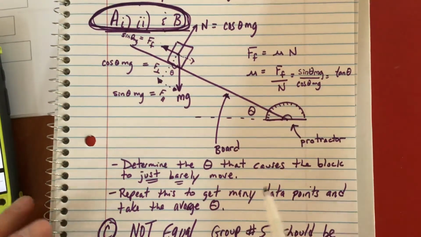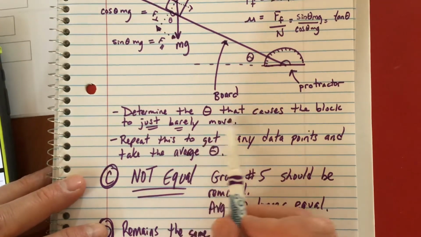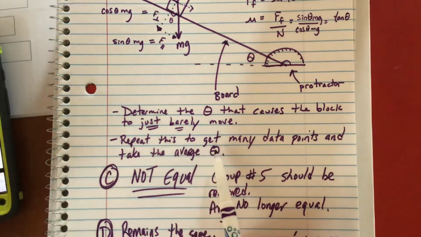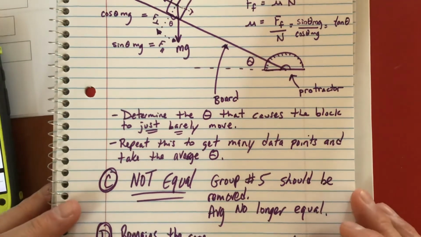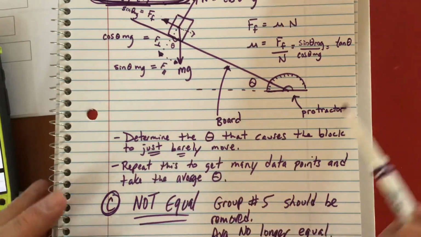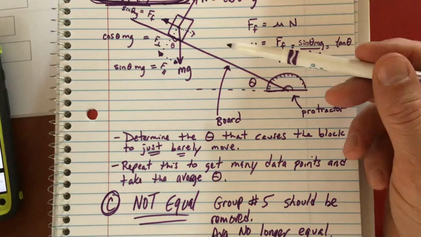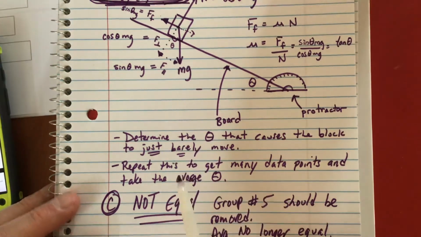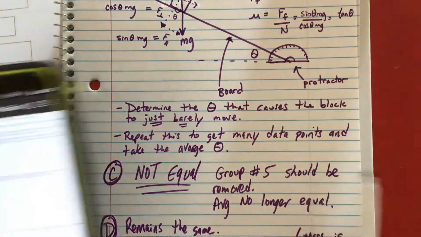So the only thing I had to do is measure the angle. So determine the angle that causes the block to just barely move. And I said repeat this quite a few times and try to get an average. And that's how I answered A and B. So here's my experiment. I needed a protractor, I needed the board and the block. I didn't even have to measure the mass of the block. So that's my thinking on A and B.